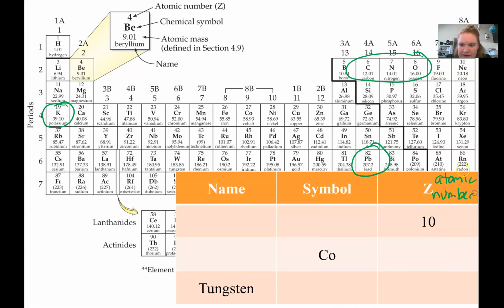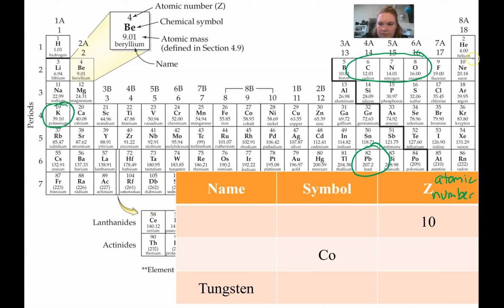So the first one on there is 10, and I'm going to switch colors. Actually, I don't think that'll show up. Here we go. So here is number 10. Let me move my video. So we can see that the symbol is Ne, the name is neon.